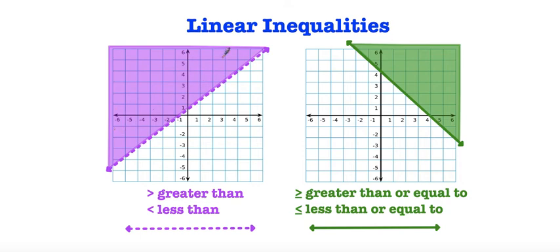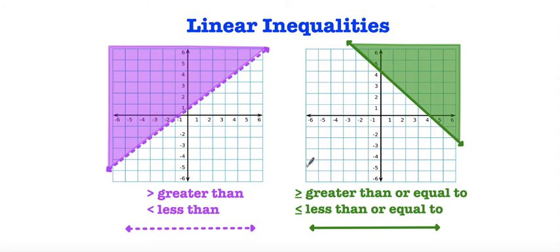And instead of just having a line on our graph, we also have a shaded region to represent all solutions to our inequality. When we have linear inequalities, we could have a greater than or less than symbol. And if we do see either one of these, we represent it using a dashed line. And any coordinate on the dashed line is not a solution. However, any coordinate in the shaded region is.